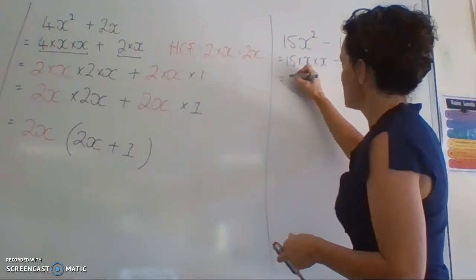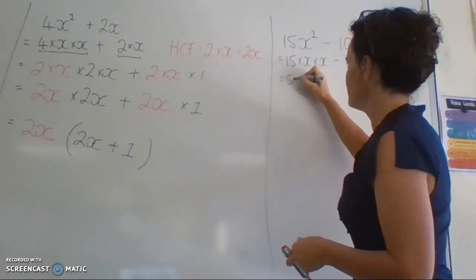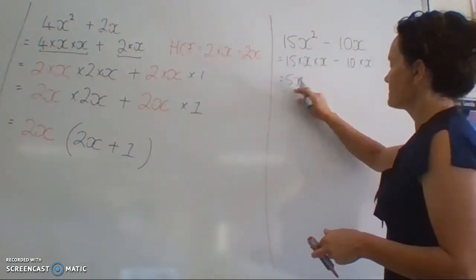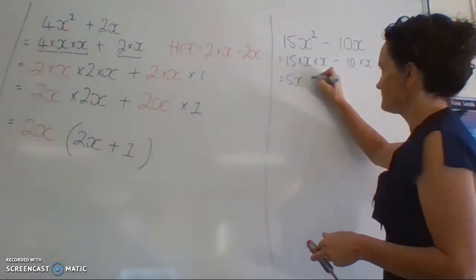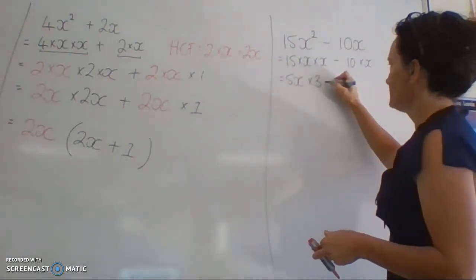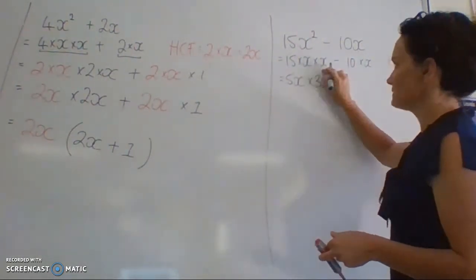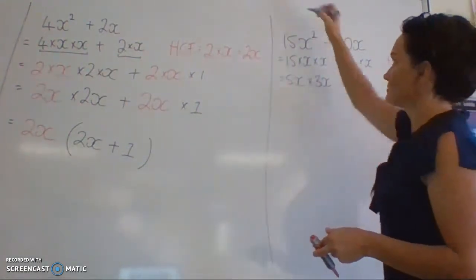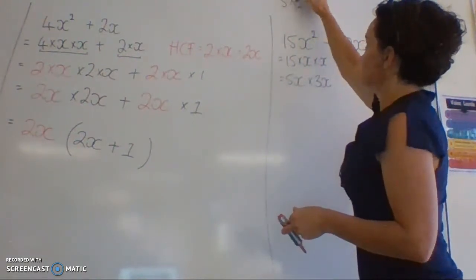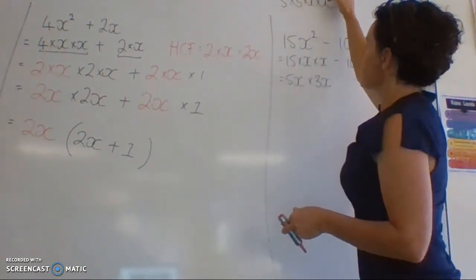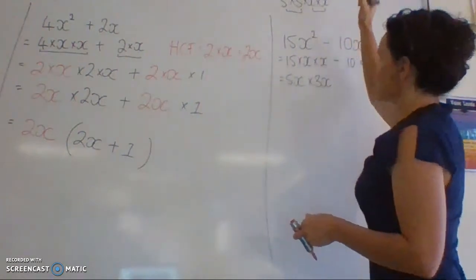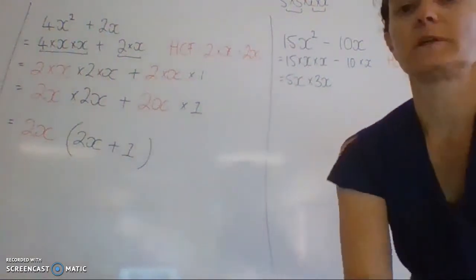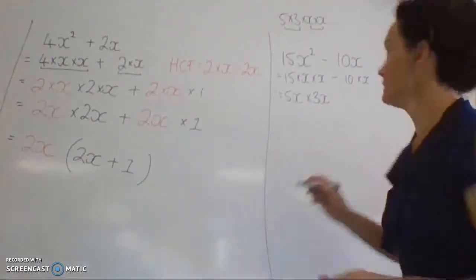So rewrite it as a product of your highest common factor. So 5x comes out. What do I have to times the 5 by to get 15? I have to times it by 3. And I need another x in here because I've got x squared. Okay? So this would expand to 5 times 3 times x. That's 15, and that's x squared. Okay? Sorry, you couldn't quite see that, what I just did there.